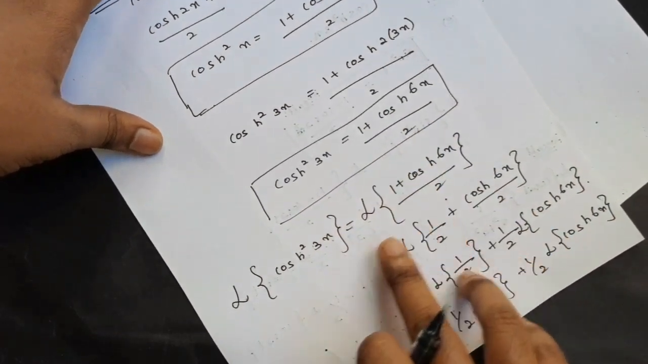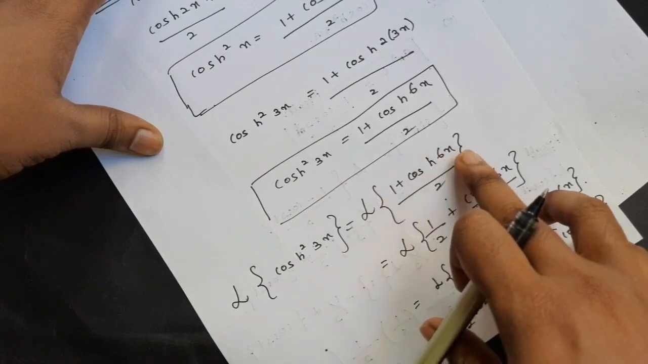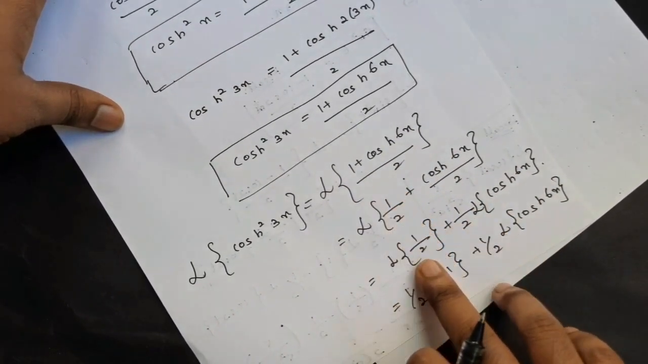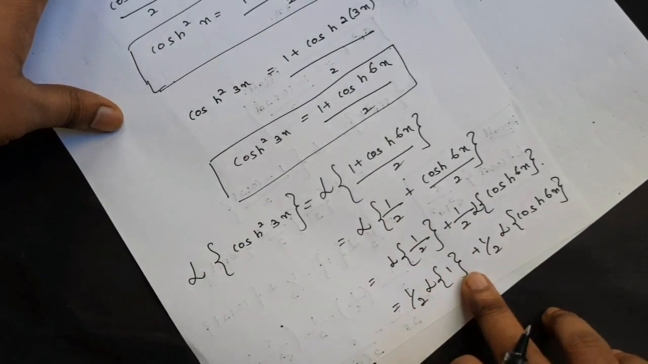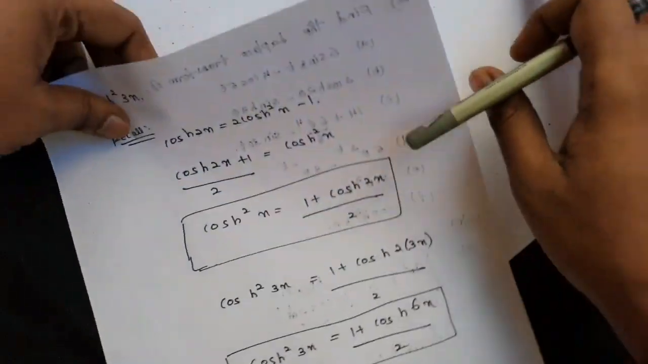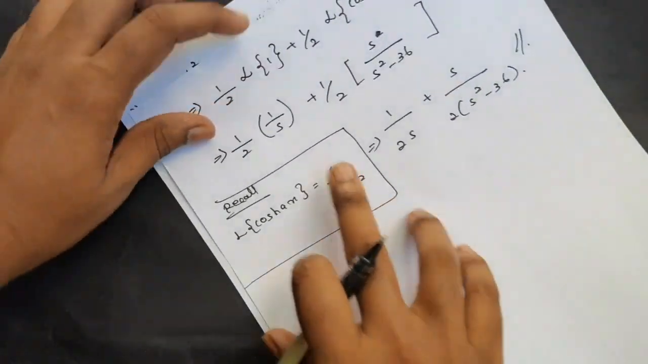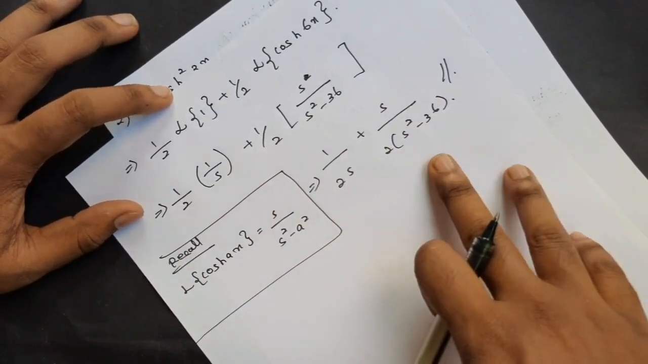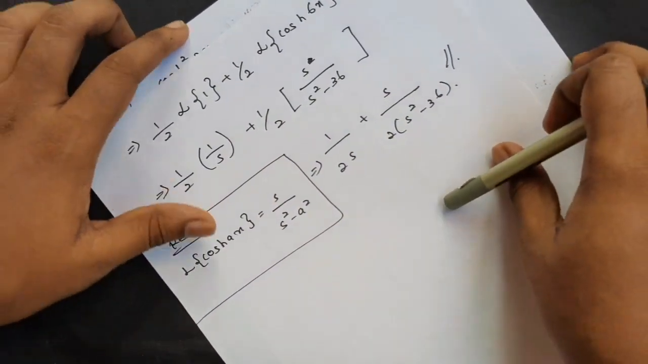So instead of cosh square 3x, I can write (1 plus cosh 6x) by 2. Laplace transform of (1 plus cosh 6x) by 2. Now I am applying that linearity concept. I can pull out 1 by 2 outside. Then cosh 6x, so I am going to use this formula. Laplace transform of 1 is 1 by s. Finally you get this thing. Got it? Okay, super nice.